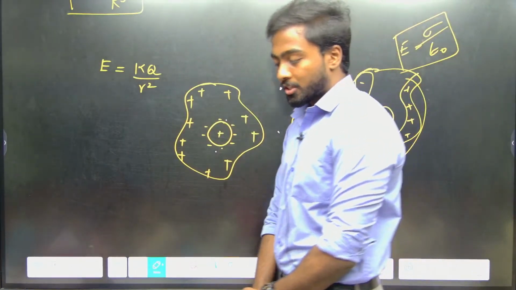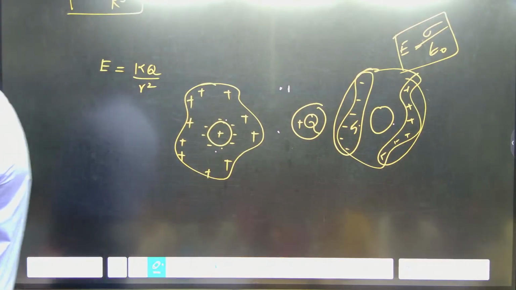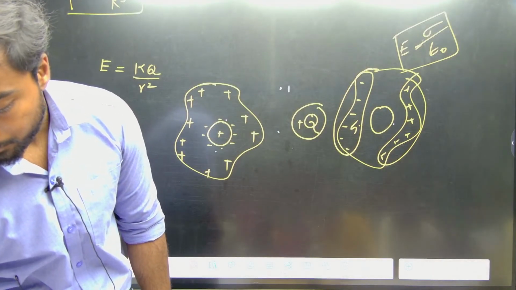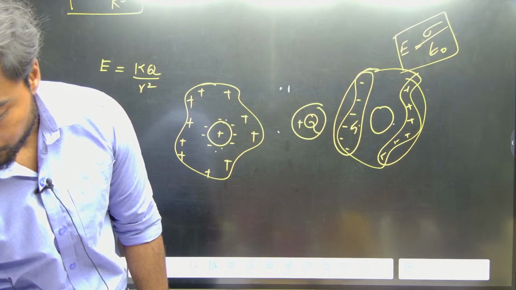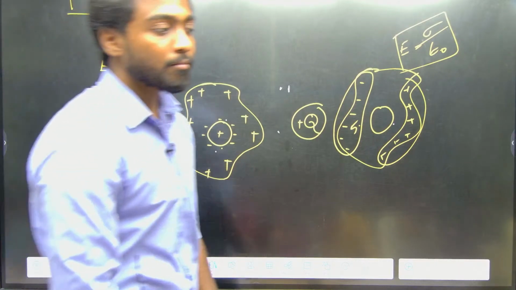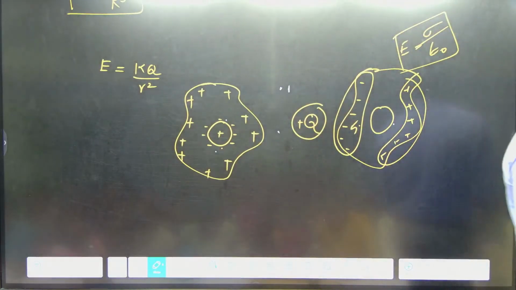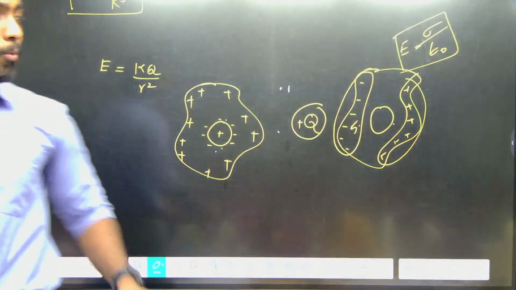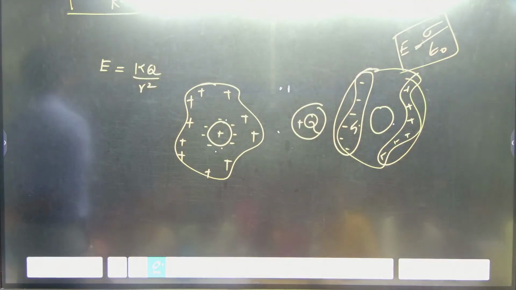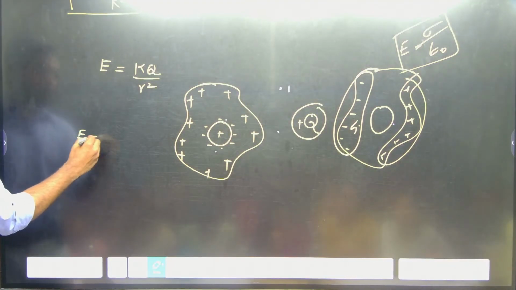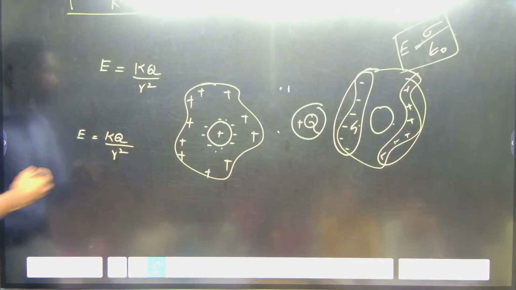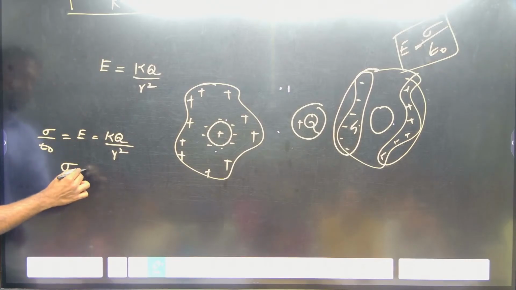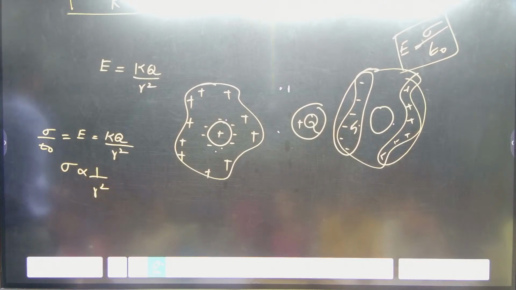Sigma is inversely proportional to the radius of the curvature. So sigma is nothing but surface density. So how am I telling that sigma is inversely proportional to the radius of the curvature? E is equal to K Q by R square. This is the formula, no? If I talk about that formula, which is equal to sigma by epsilon naught, so sigma is inversely proportional to R square, right? It is inversely proportional, no?